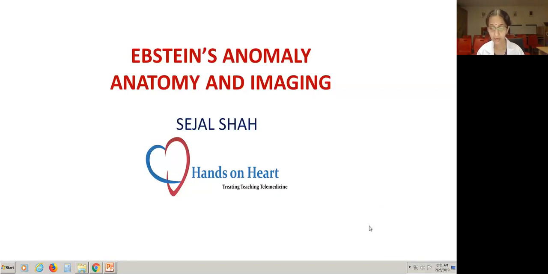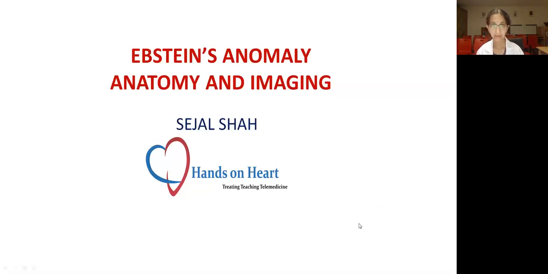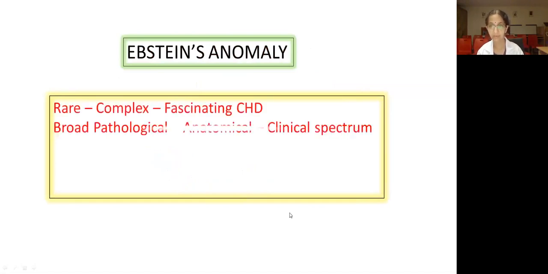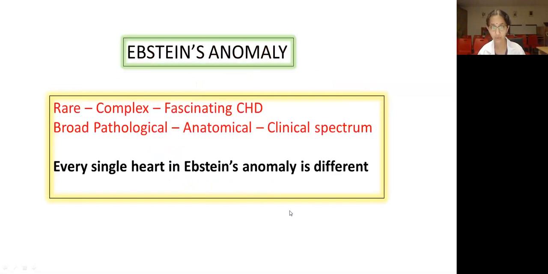We are going to restrict to its understanding of anatomy first. So Ebstein's Anomaly, one more unique thing is that it has varied presentations. Every single heart with Ebstein's is so different. It has a significant difference in its pathology, anatomy, and clinical spectrum. And another thing which is important to understand, generally we think that Ebstein's Anomaly is of the tricuspid valve and hence a disease of the right heart. But you will see in the next 1 hour that it interestingly involves the left heart also.